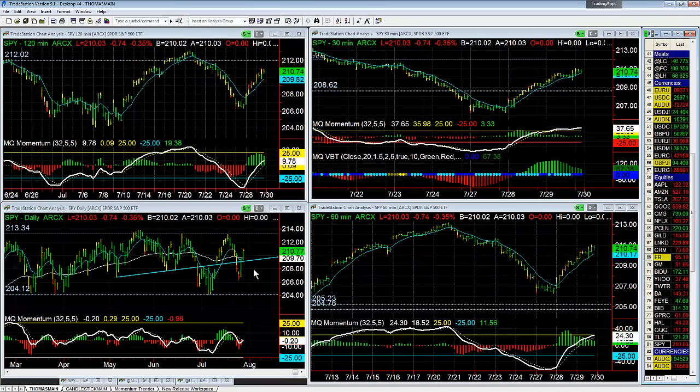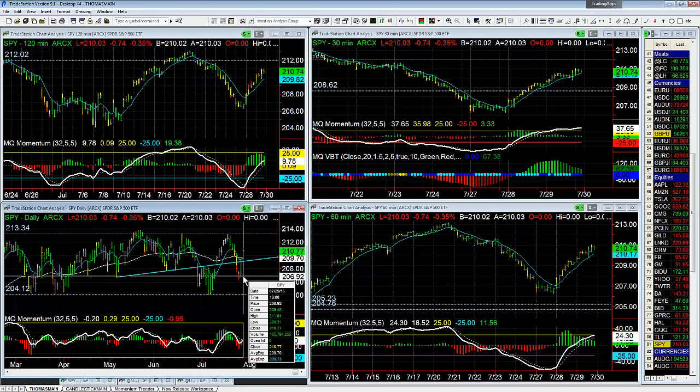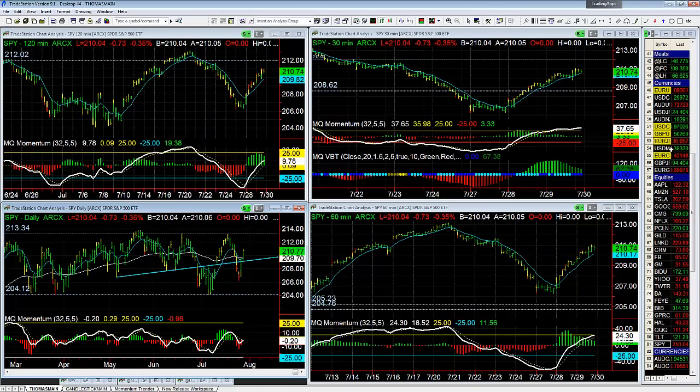So you have a daily bull flag, which suggests it goes higher. SPY, you have a daily no return, which suggests it goes lower. If you break yesterday's low, you'll have a bear flag, which is at 209.31. So the stock market opens up here in about 9 minutes. We'll keep an eye on everything.